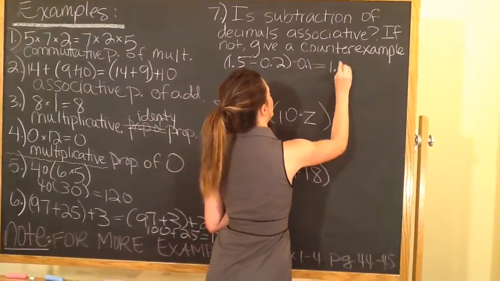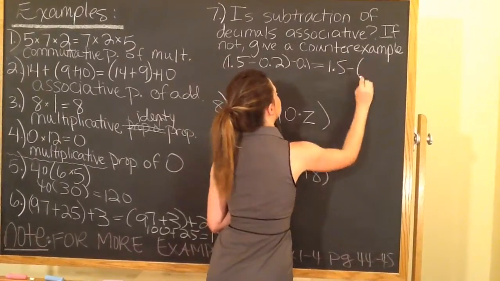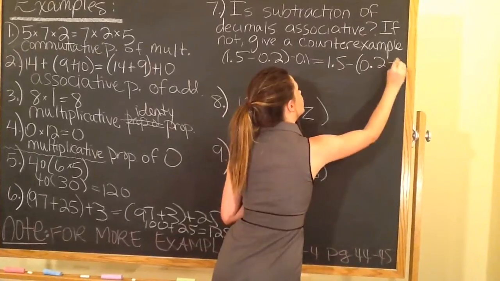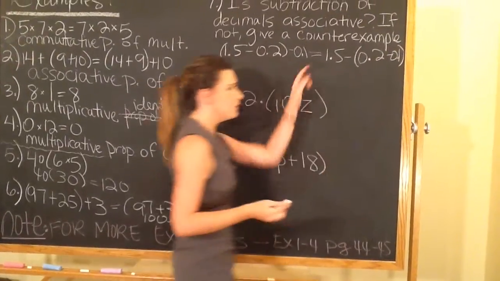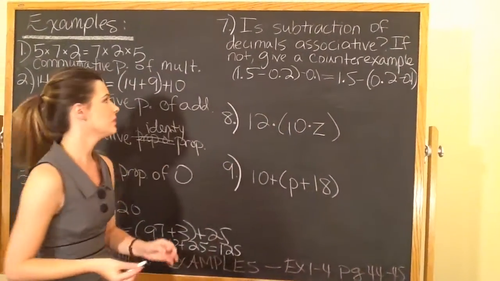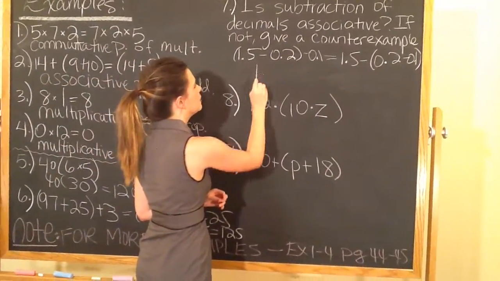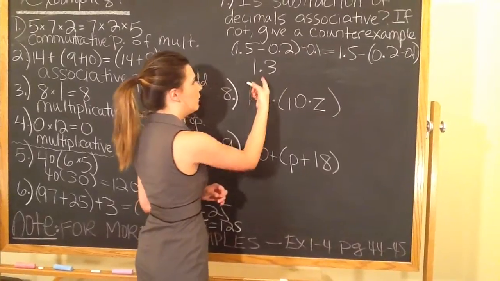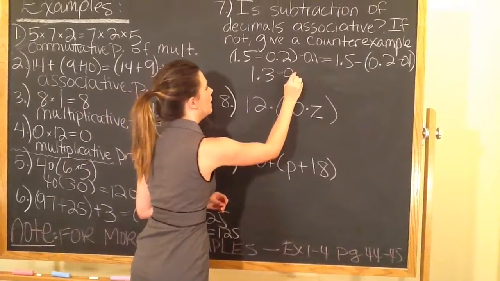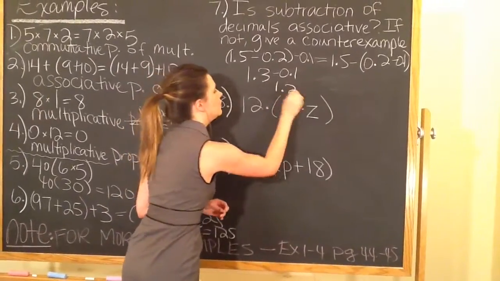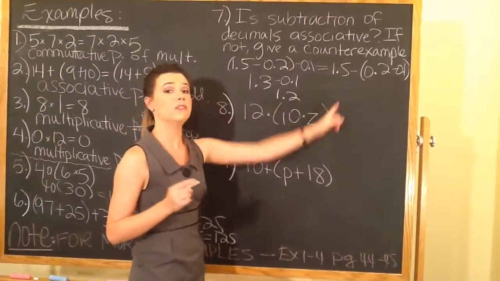So if we have 1.5 minus the quantity 0.2 minus 0.1, let's see if we get the same answer for both of those problems. Let's see, 1.5 minus 0.2 gives us 1.3. And if we subtract 0.1 from 1.3, we'll get 1.2. Let's see if we get 1.2 over here.